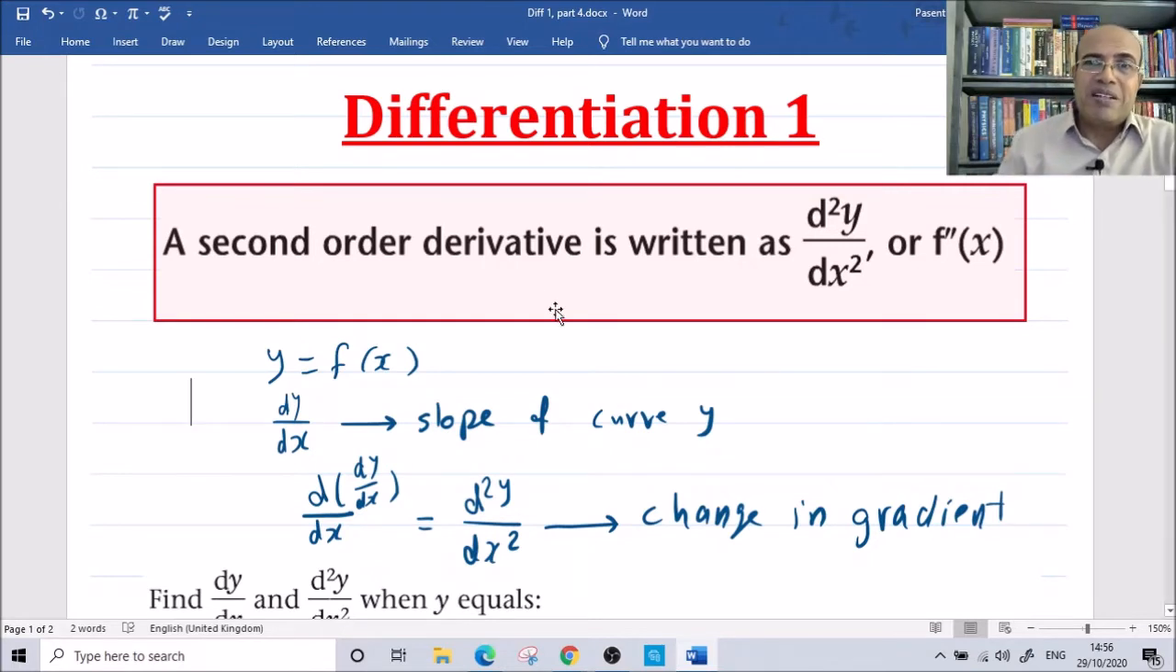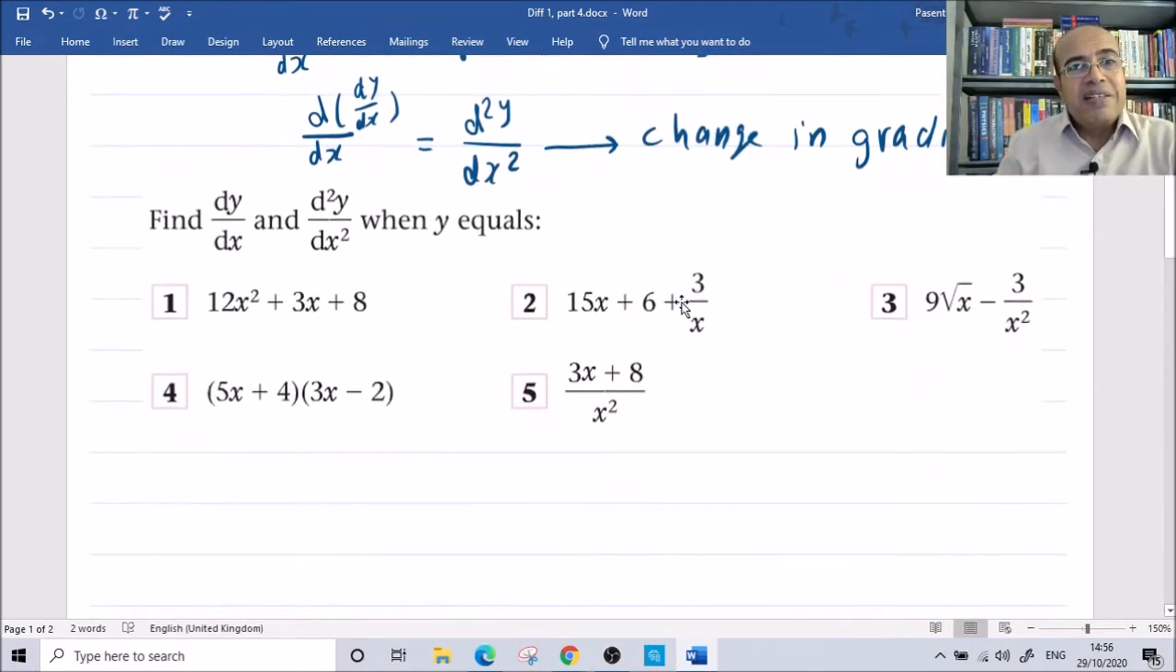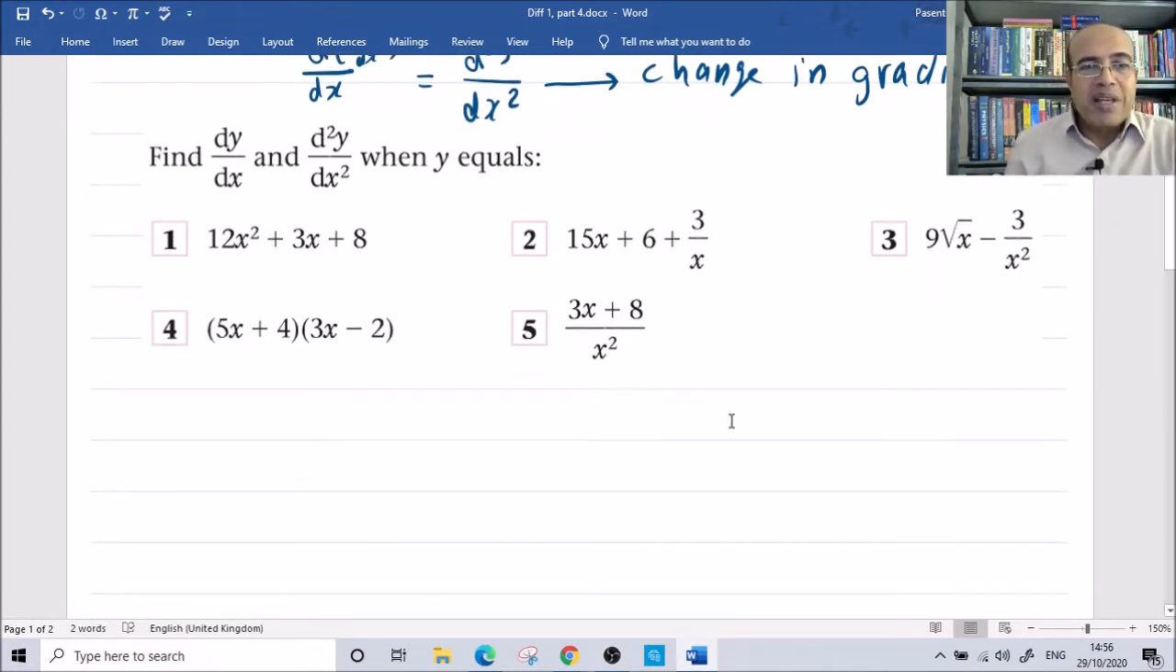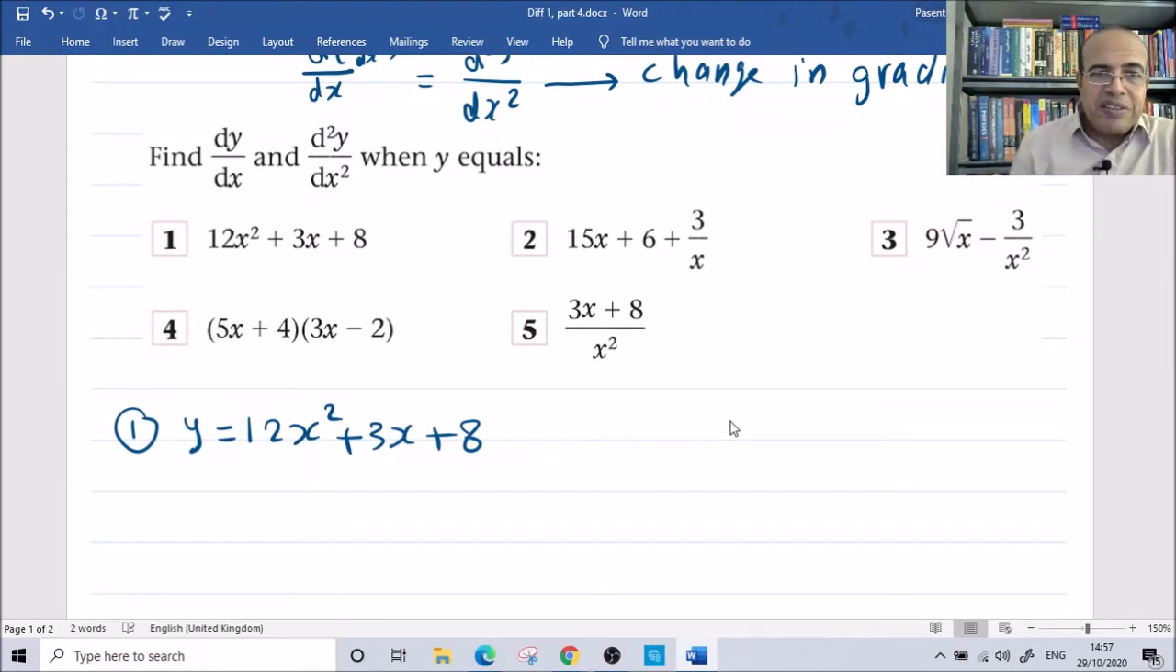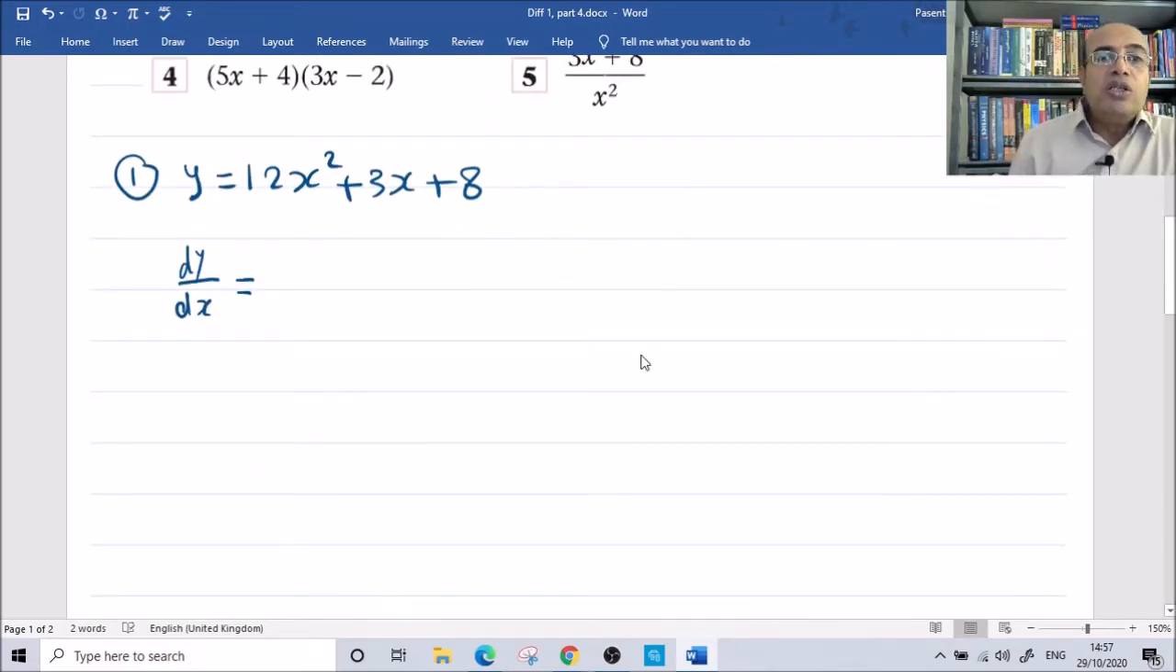Let us take an example. Find dy by dx and d2y by dx2 when y equals 12x squared plus 3x plus 8. Now, the first derivative is denoted by dy by dx. So this is the first derivative: 2 times 12 equals 24x. Differentiation of 3x is 3.